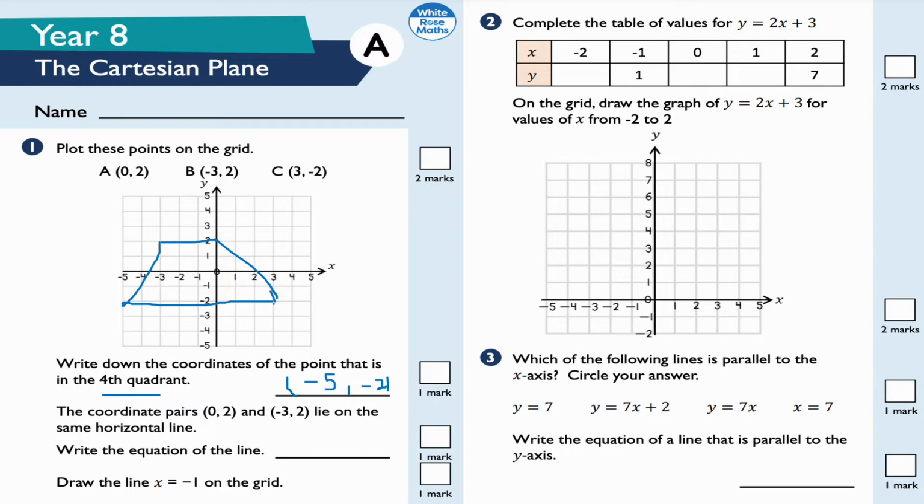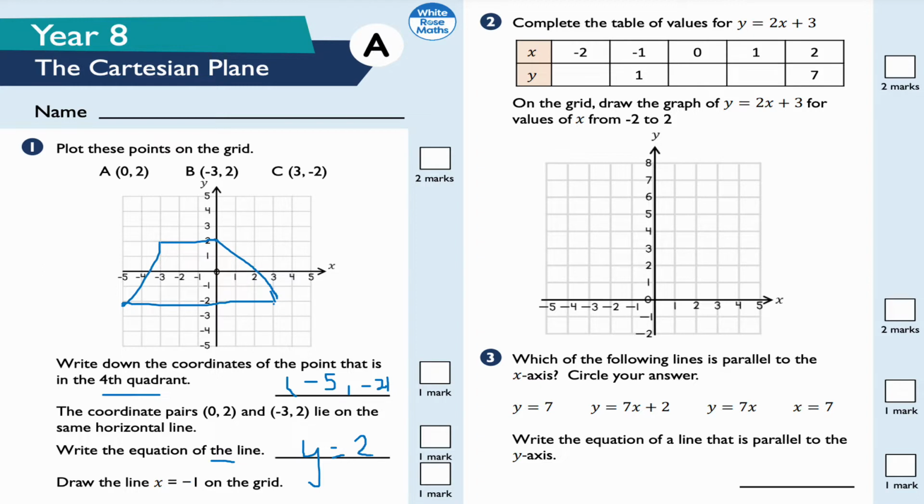Okay. Next question. The coordinate pairs (0, 2) and (-3, 2) lie on the same horizontal line. Write down the equation of this line. This line is the line y equals 2 because the y coordinate stays as 2 whereas the x coordinate changes. So that's the line y equals 2.